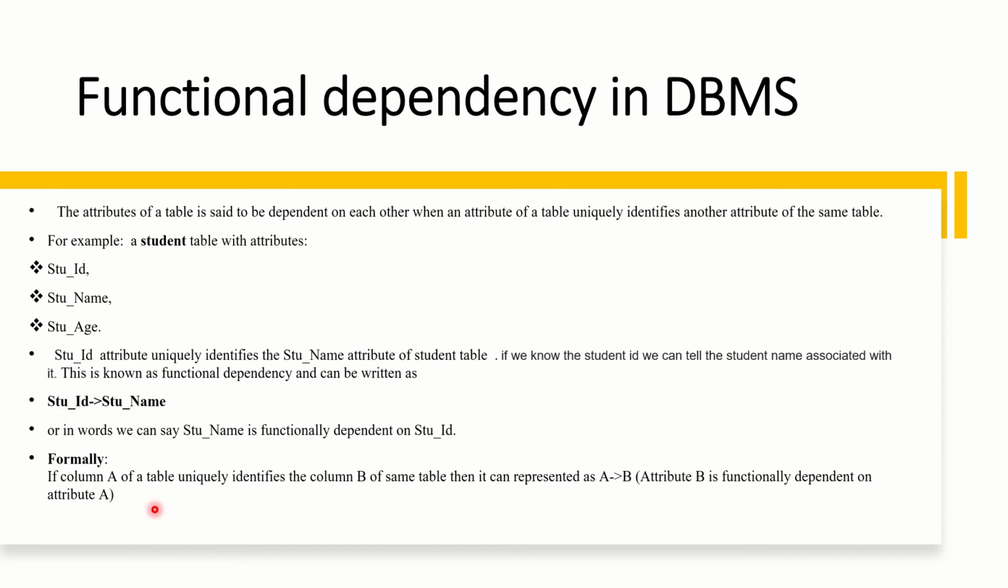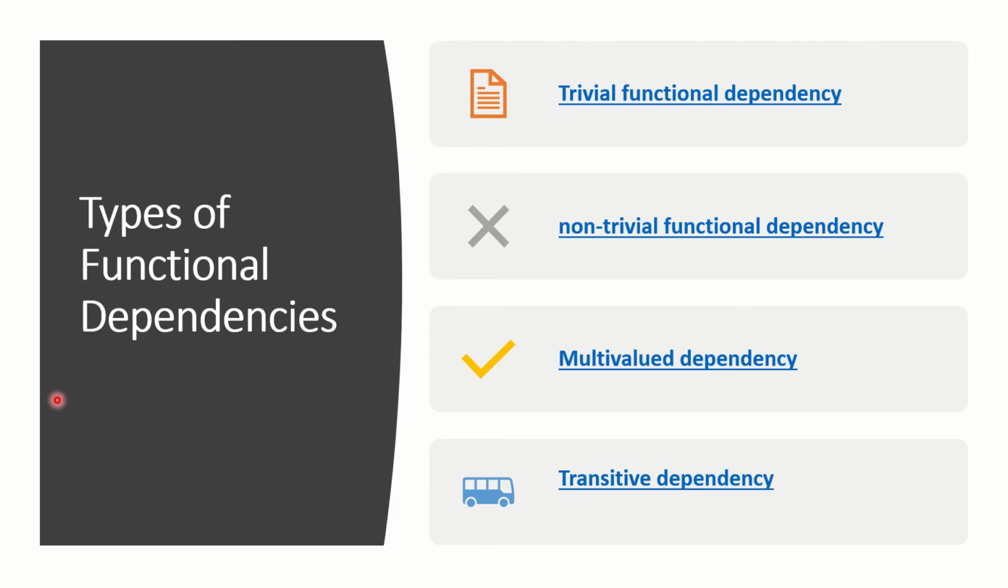Commonly, if you have a table which contains many attributes, suppose A and B are two attributes of the same table, then A implies B means B is functionally dependent on A. We specify the functional dependency by using an implies symbol, but the meaning is that this side functionally depends on this side. So that is the meaning of functional dependency.